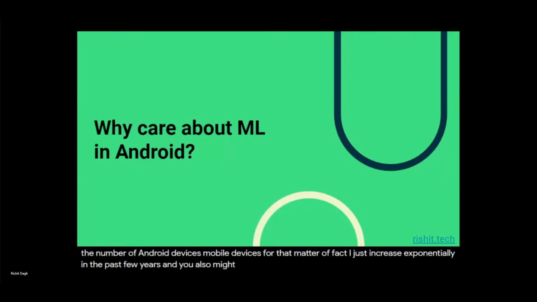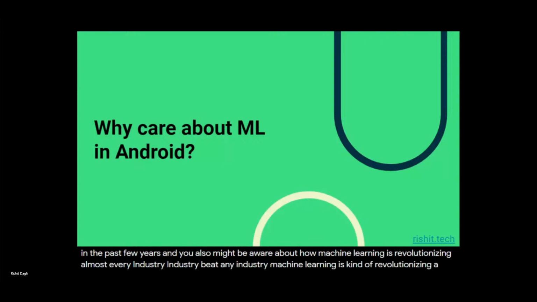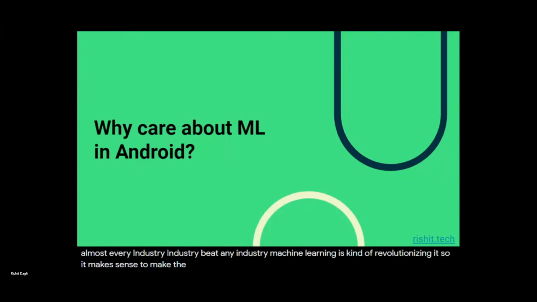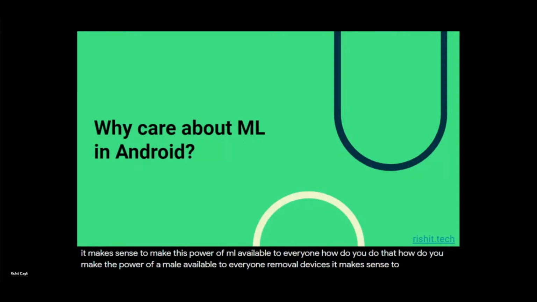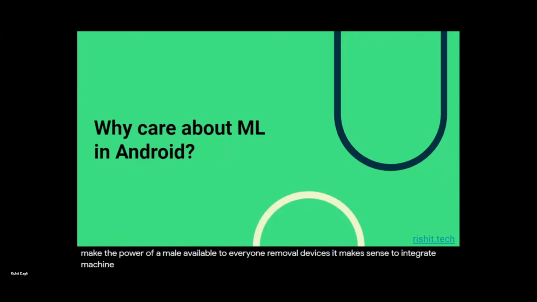And you also might be aware of how machine learning is revolutionizing almost every industry. So it makes sense to make this power of ML available to everyone. How do you do that? How do you make the power of ML available to everyone? Through mobile devices. So it makes sense to integrate machine learning in Android.